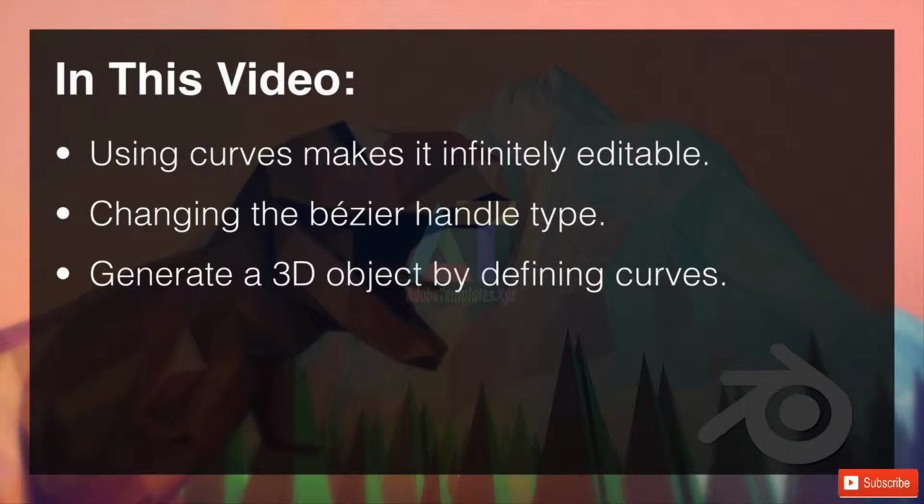Now this is only going to apply to certain types of modelling, but it is incredibly powerful. We're going to be changing the Bezier handle type as well. We haven't done that before, but that will allow us to create sharp edges in our models and also generate a 3D object by defining these curves. So let's hop over into Blender.